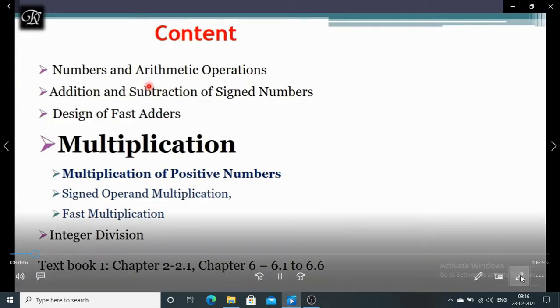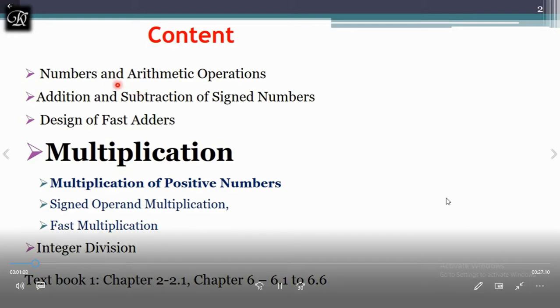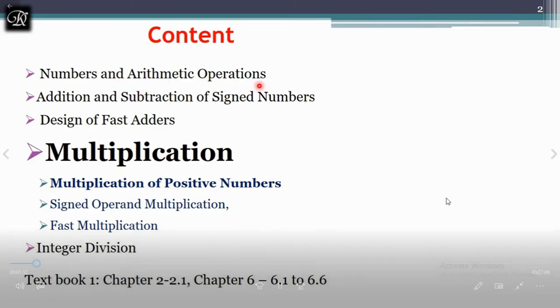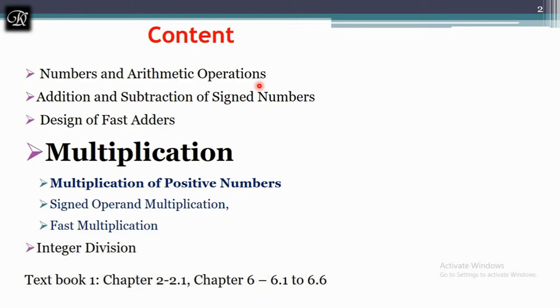In the previous videos, we have already discussed numbers and arithmetic operations, where we have seen binary to decimal and decimal to binary conversion, and also performed arithmetic operations on binary numbers, including addition and subtraction of signed numbers. Then we designed a fast adder in the previous video. Let's see multiplication. In this video, we are concentrating on multiplication of positive numbers.